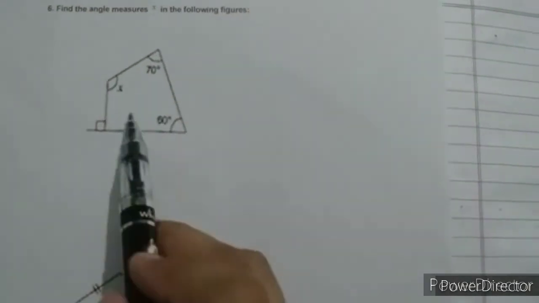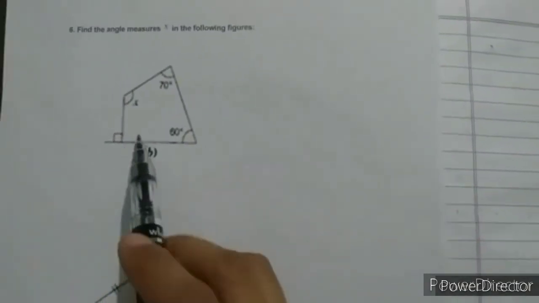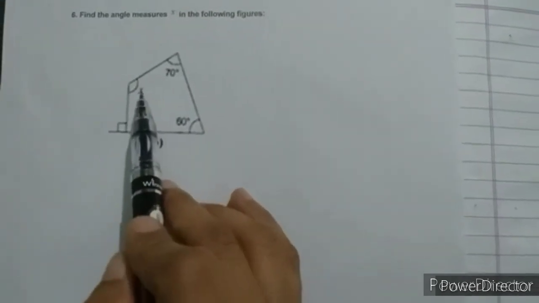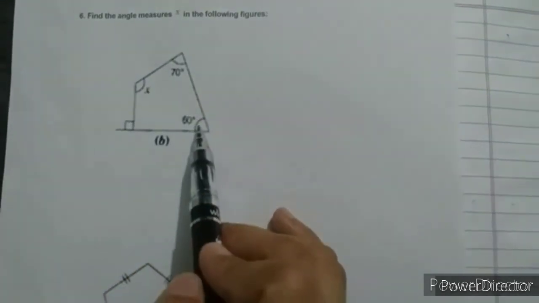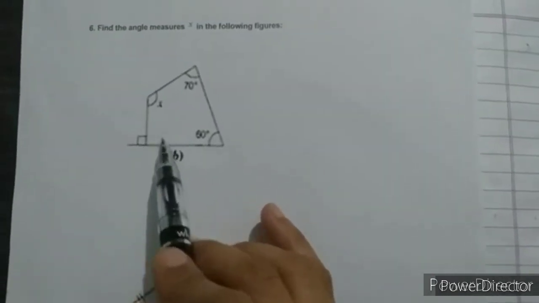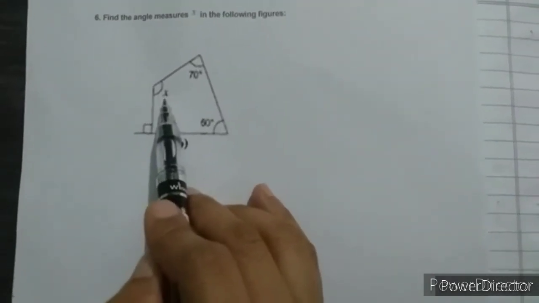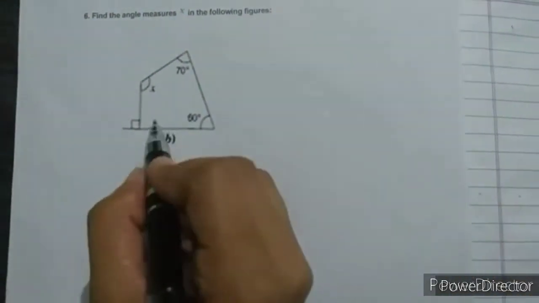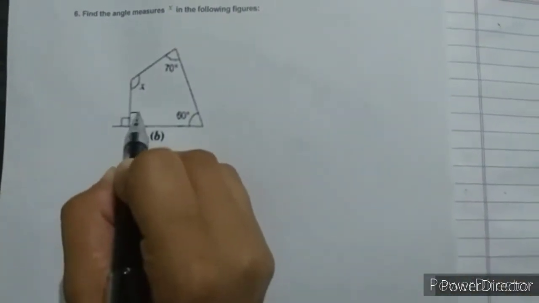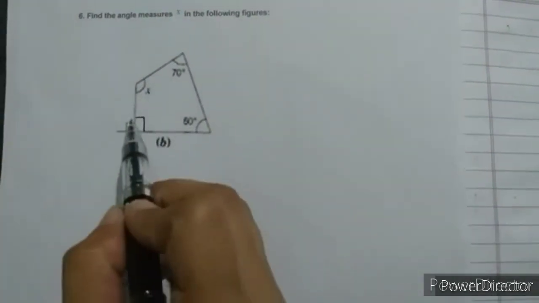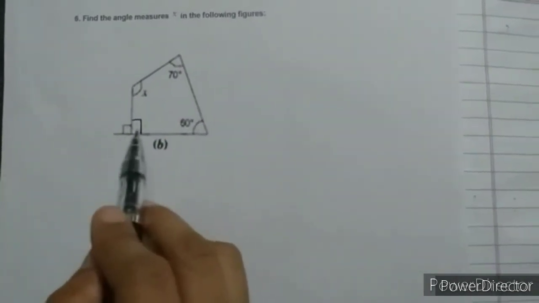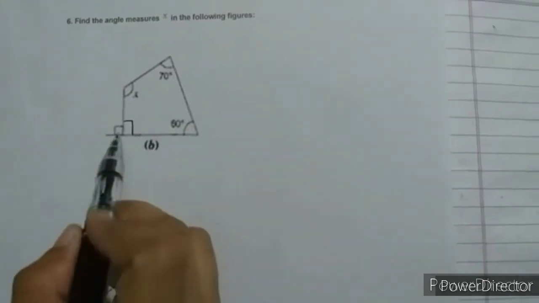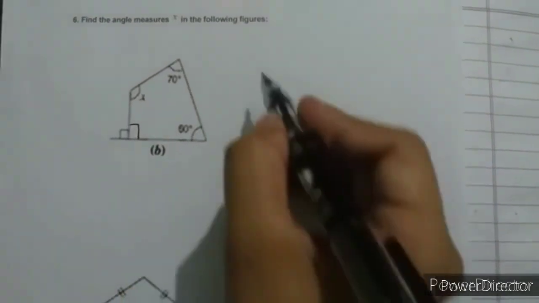Now I am doing part B. You can do part A by yourself. Now I am doing part B. Again it is one quadrilateral and its interior angles are given x, 70 degree, 60 degree, and here no angle is given, and we have to find out value of x. So first of all we have to find out this angle, and it is clear from this diagram that sum of this angle and this angle will be 180 degree as they are forming linear pair.